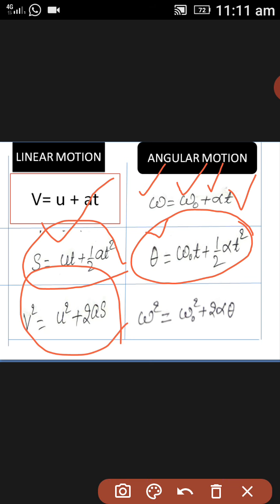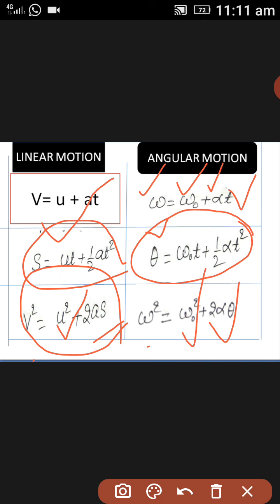Similarly, we see v square is equal to u square plus 2as. Here also, for angular, final angular velocity omega square in place of v square, omega naught square in place of u square, and 2 alpha theta in place of 2as.